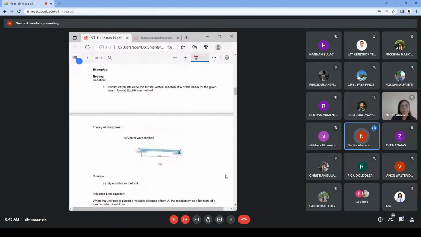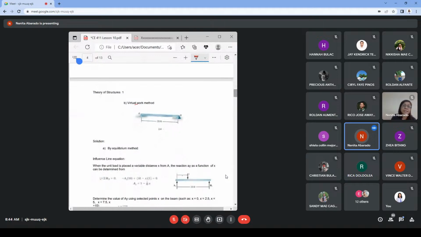By equilibrium method yung ating discuss. Let's say the function is a reaction. Construct the influence line for the vertical reaction of A of the beam for the given beam. Use equilibrium method and use the virtual work method. Okay, so ang virtual work method, unahin muna natin si equilibrium.